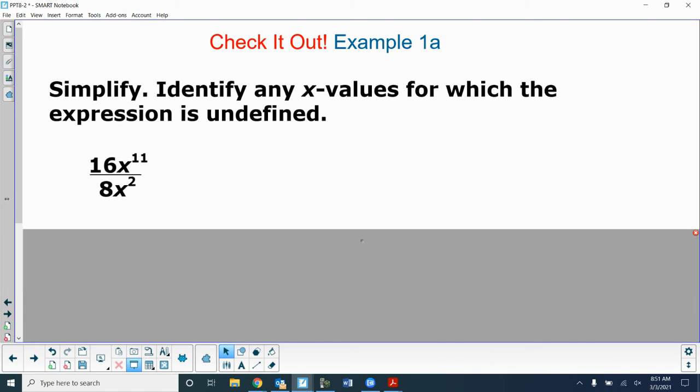Trent, what'd you get? 2x to the 9th, he says. You guys agree with him? You sure? Yeah, it was Trent we're talking about. Wow. He knows I'm messing with him. Very good, sir.